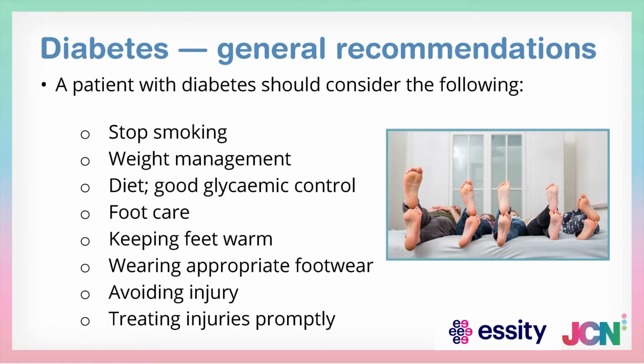So general recommendations for a patient with diabetes should always consider the following. Stop smoking. Smoking, we know, does affect the arterial system and those small vessels. Weight management, of course, because if somebody is obese or overweight, then that can lead to type 2 diabetes. So this is including our interdisciplinary teams and looking at lifestyle changes. Change of diet, good glycemic control. You've probably seen a lot of programs on TV regarding diabetic type diets. You might do some of these diets yourself, and they have been proven to be very effective.